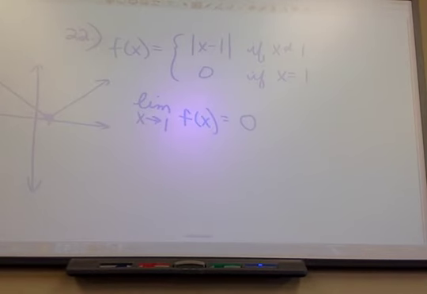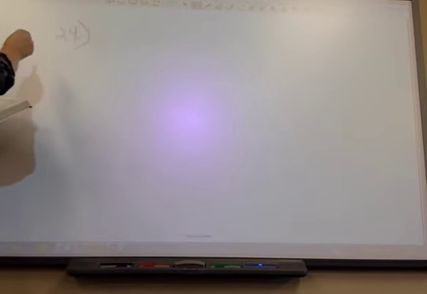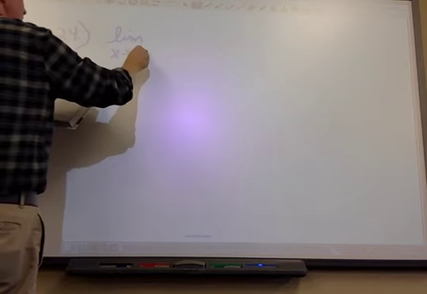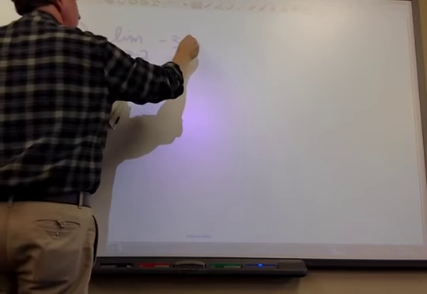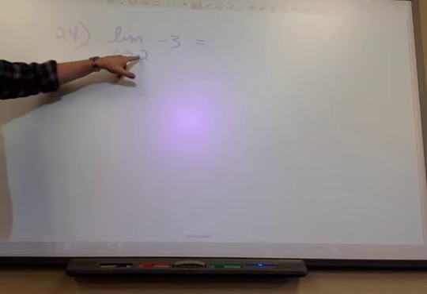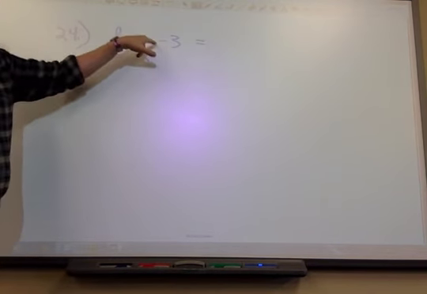All right. Now, why don't we try a few where they just give us some expressions to find limits of? I want you to tell me just intuitively what you think this would be. This is 24. If x gets closer to negative 2, I don't see an x to plug in. So what's the limit?